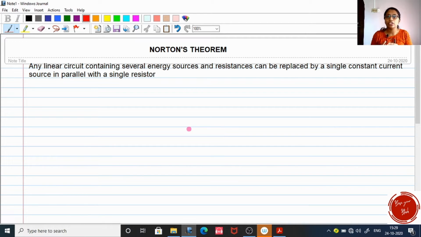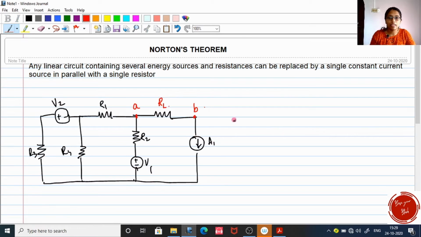Actually, this Norton circuit is an analogy of the Thevenin circuit. That is, in the Thevenin circuit, we connected the voltage source and resistor in series. But here in the Norton circuit, we connect the current source and the resistor in parallel. So this is the statement. As you can see, any linear circuit containing several energy sources and resistors can be replaced by a single constant current source that is in parallel with a single resistor. So that's the statement.